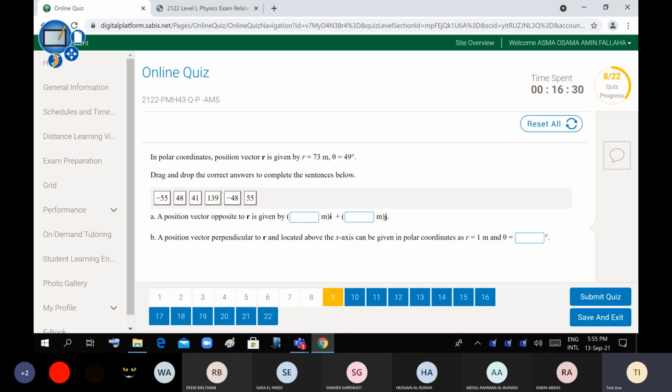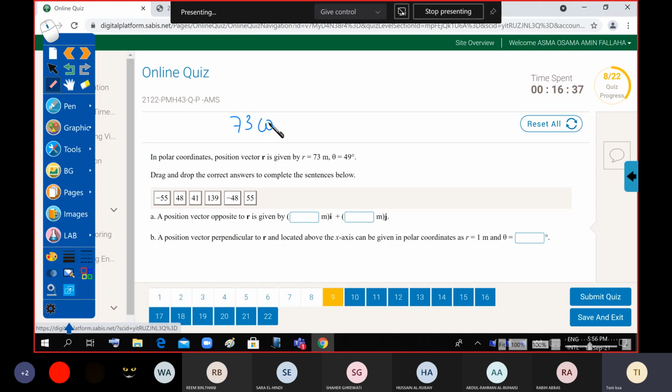Now, we can see that we are given the magnitude is 73, angle theta is 49. They want you to find r in terms of i and j. So very simple, directly here I will say the following. It's 73 cosine 49i plus 73 sine 49j. Okay, and then after the substitution, you will get the answer.